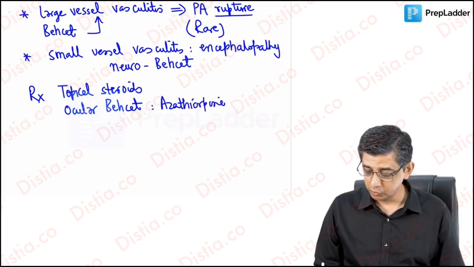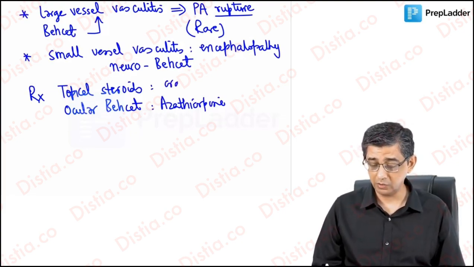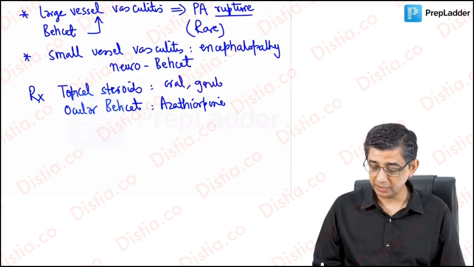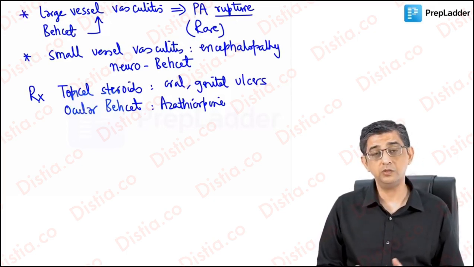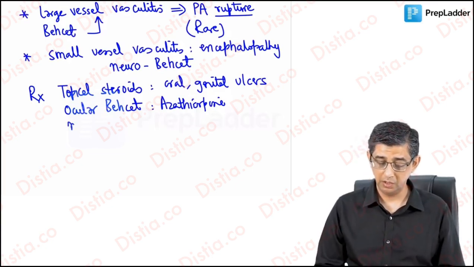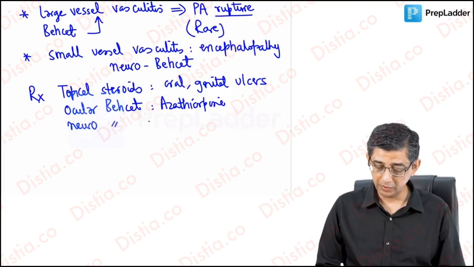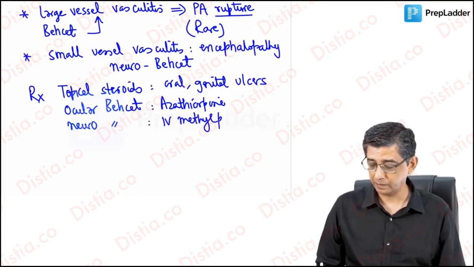This is usually neglected by most people, so I just want to highlight that topical steroids are good for oral ulcers as well as genital ulcers. The main message that I'm trying to highlight is the ethnicity of the patient, and these three words, oro-oculogenital, if you fit them together, it becomes Behçet's disease. You could rarely have neuro-Behçet's also, for which we might have to use even IV methylprednisolone.